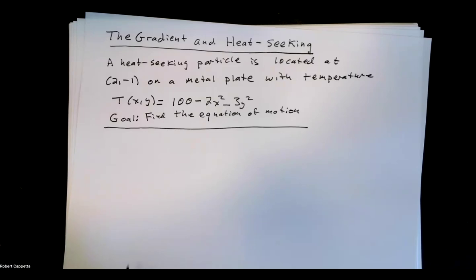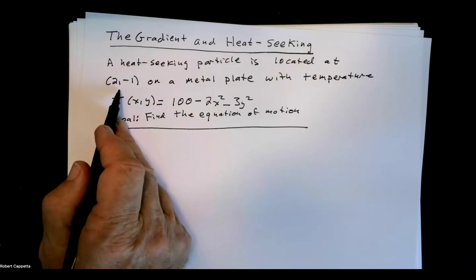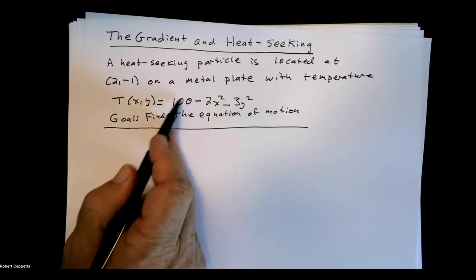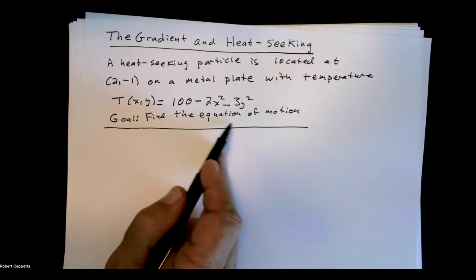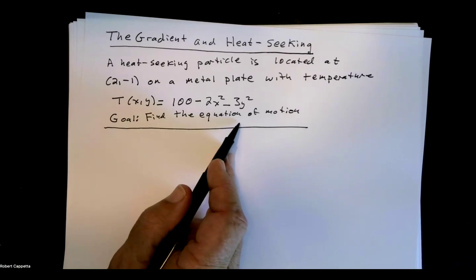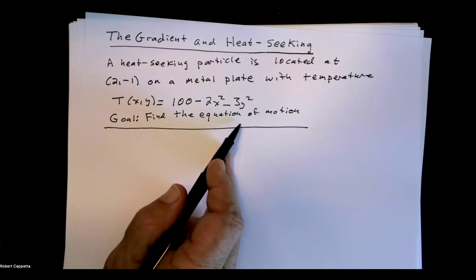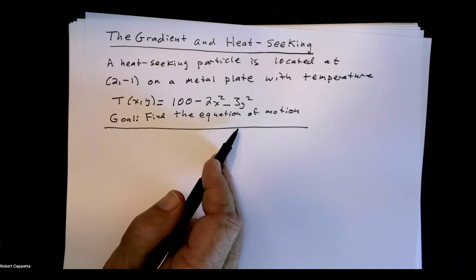So a heat-seeking particle is located at the point (2, -1). It is on a metal plate with this temperature function. And we want to find the equation of motion for that heat-seeking particle. So it's always going to go where the heat is growing fastest, maximizing the directional derivative. Now, how are we going to do that? What's our strategy going to be?